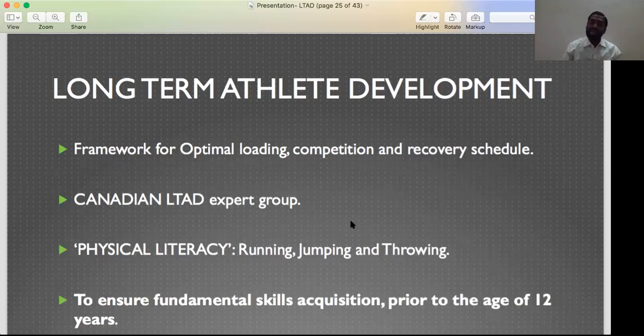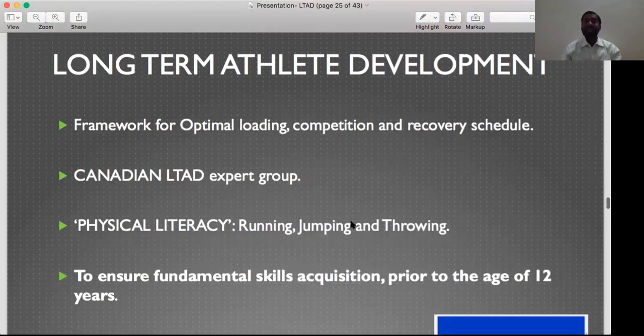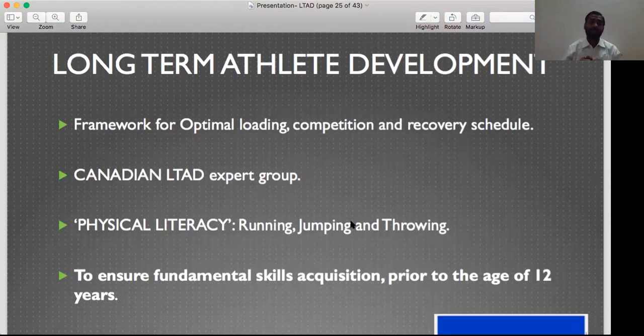It was developed by the Canadian long-term athlete development expert group. Some really good body of work was done by that group. A lot of research-based, evidence-based ideas were thrown in. And then came a word called physical literacy. Simply put, physical literacy is like learning the ABCD and the numbers 1, 2, 3, 4 in the early formative school years.